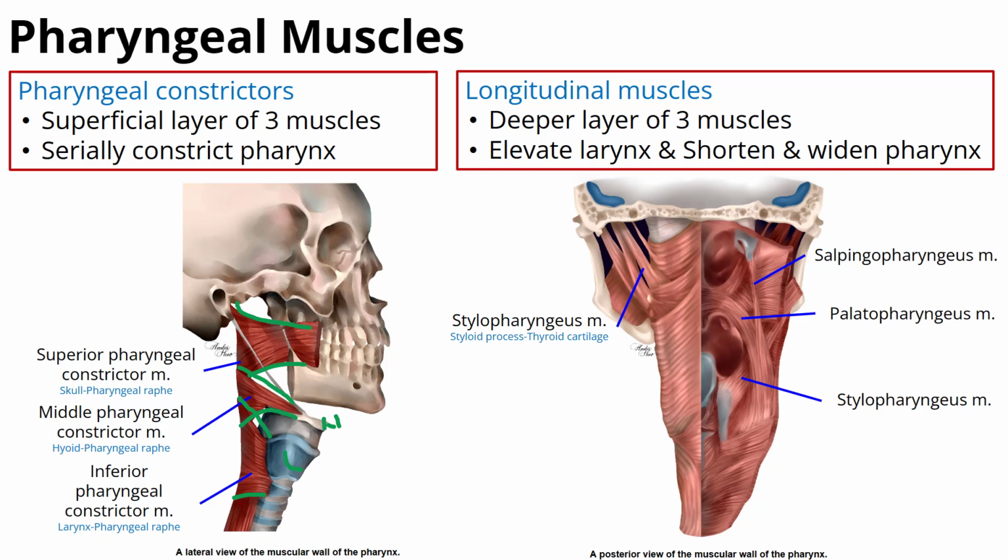distally through the pharynx. There are also longitudinal muscles. These tend to be a little deeper, so they consist of the stylopharyngeus, so from the styloid process down to the pharynx, the salpingopharyngeus, so from the salpinx, so that's the area adjacent to the opening of the pharyngotympanic tube, and the palatopharyngeus muscle, so from the soft palate down to the pharynx. These longitudinal muscles, when they constrict, they're going to shorten and widen the pharynx by elevating the larynx.